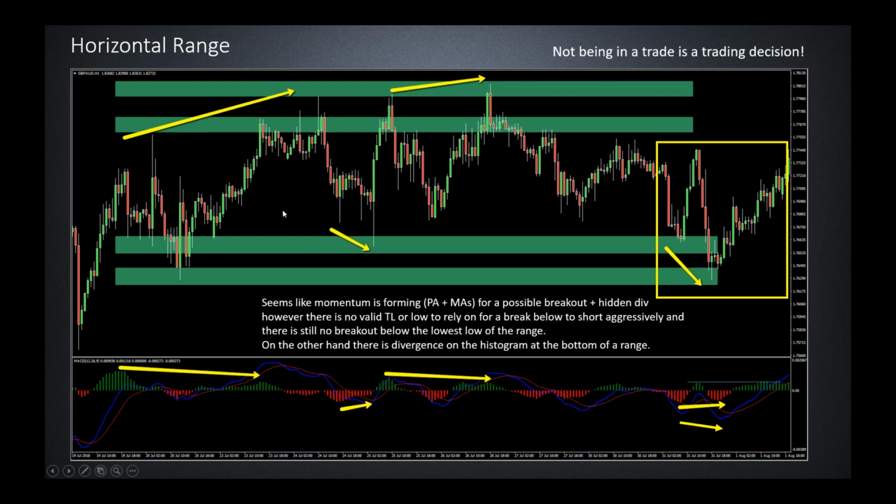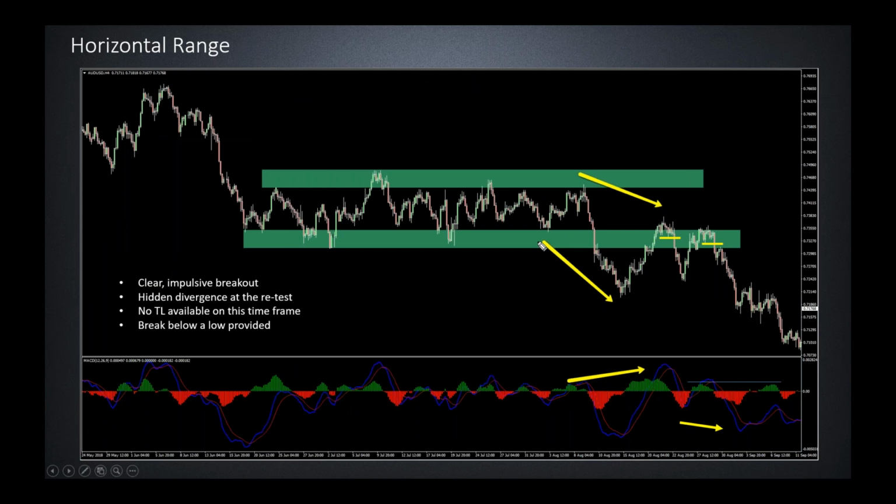Next one, another horizontal range. Okay, we have a clear impulsive breakout. What do I call impulsive? This is an impulse wave for me. It's not slowly breaking, developing. No, boom, it just moves. And that's the easiest way to identify breakouts.